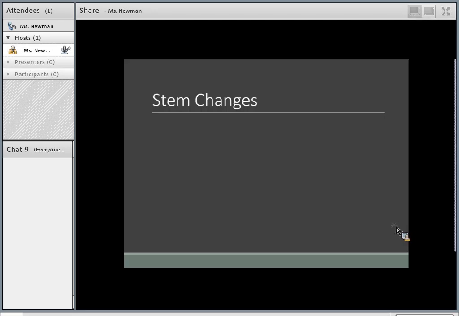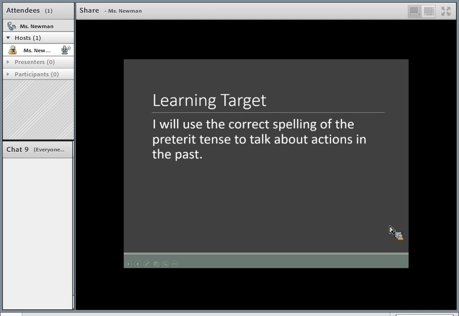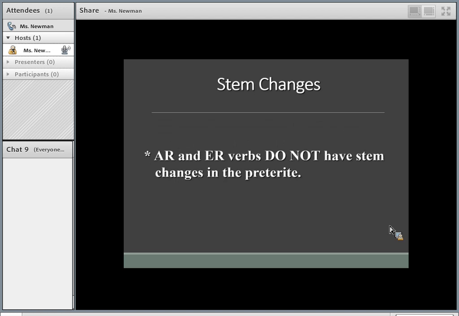Okay, talking about stem changes and spelling here. So the learning target: I will use the correct spelling of the preterite tense to talk about actions in the past. So AR and ER verbs do not have stem changes in the preterite, which means they're going to be spelled like how you would think they would be spelled.